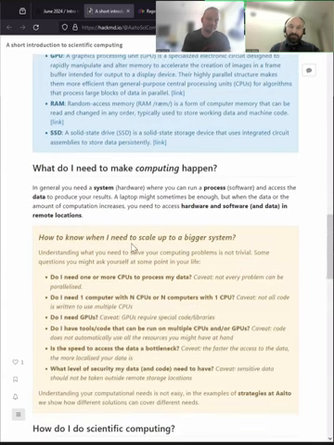But now, maybe I can ask a question to Simo. I started to describe what a laptop is and what the normal workflow is that people might be familiar with, but how do I know when I need to scale up to a bigger system?